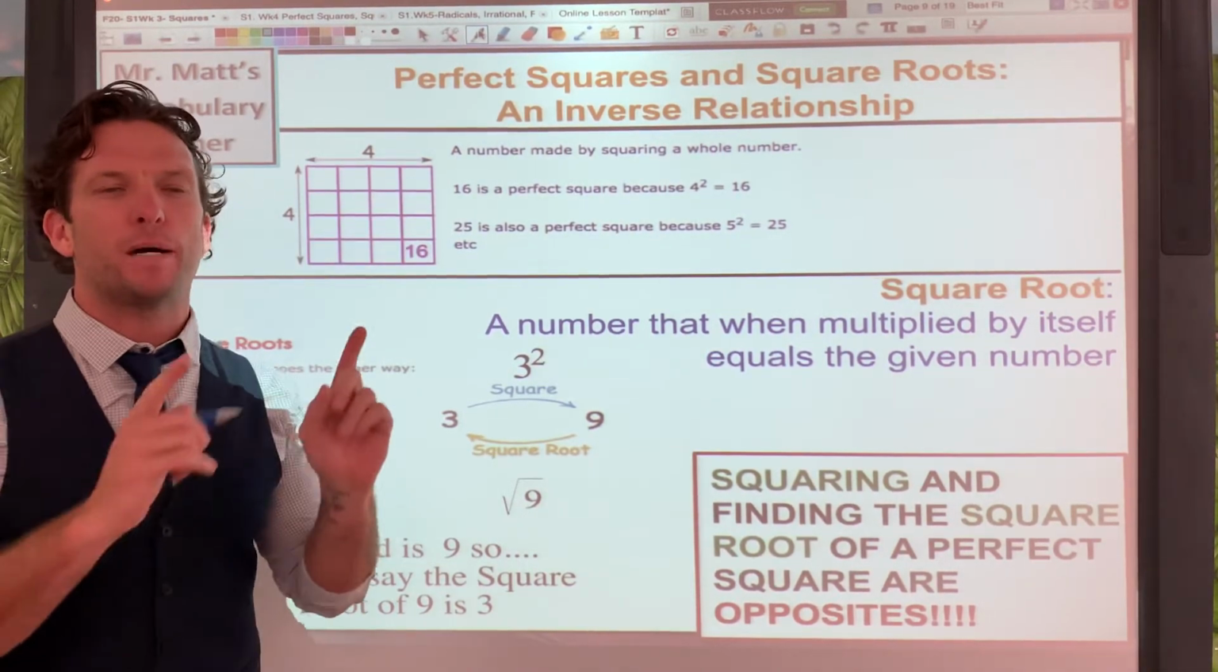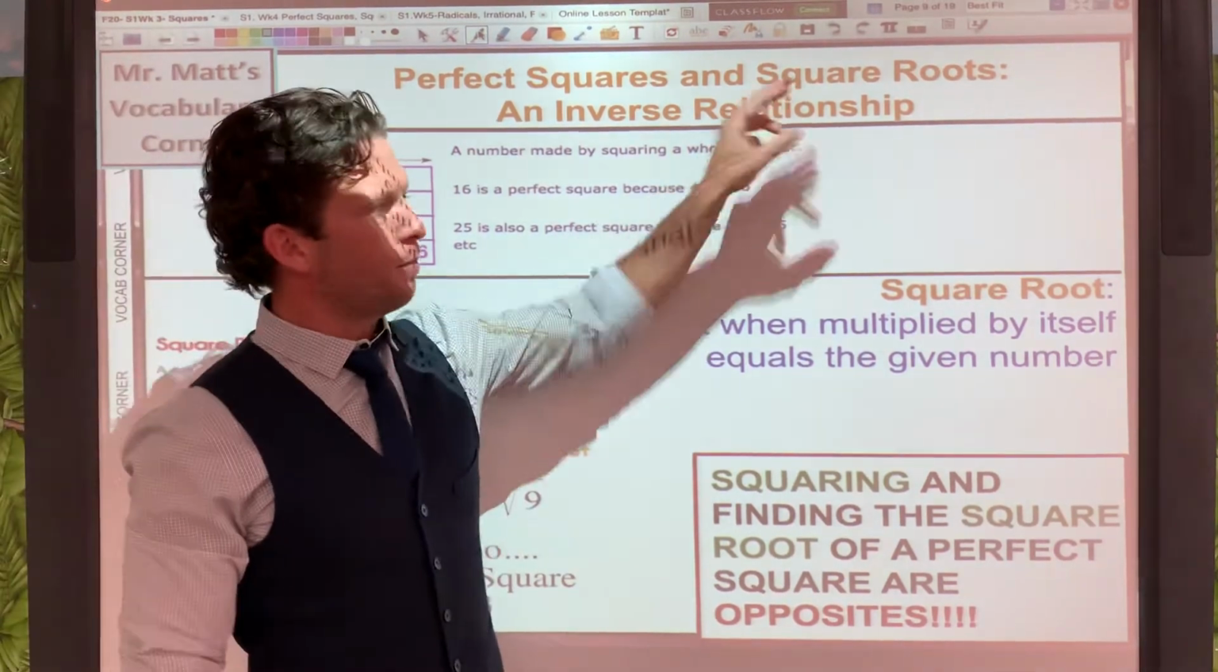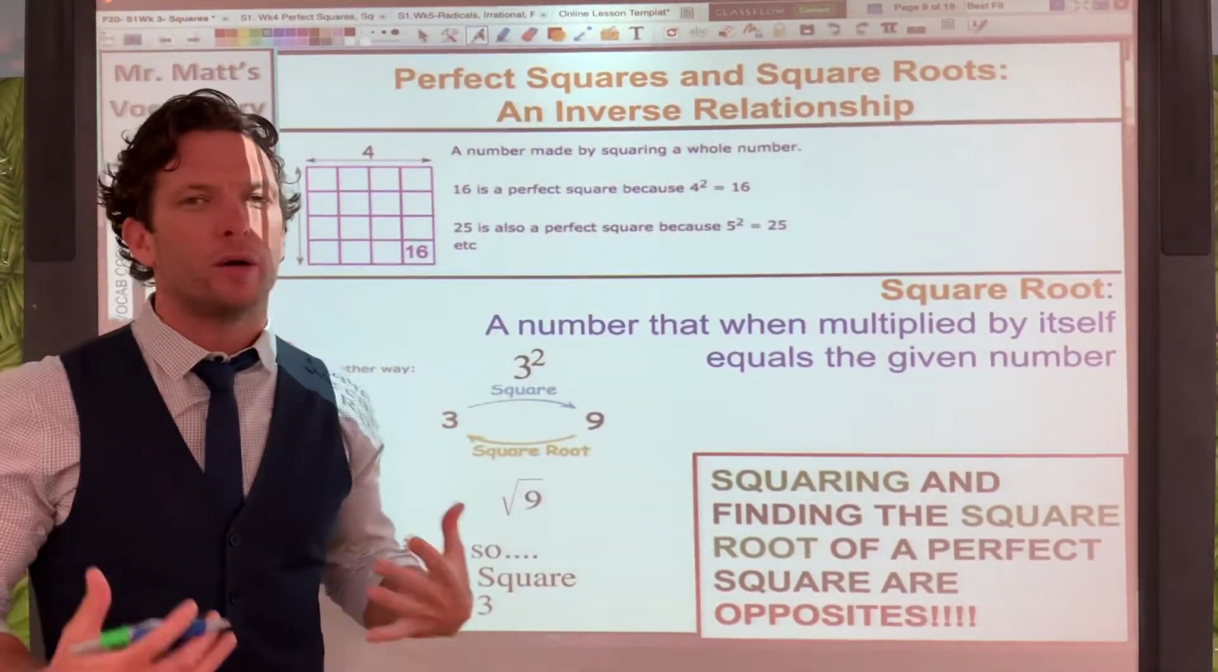In the first part of today's Vocab Corner, we learned about perfect squares, which is simply multiplying a number by itself. In the second part, we're going to learn about square roots.